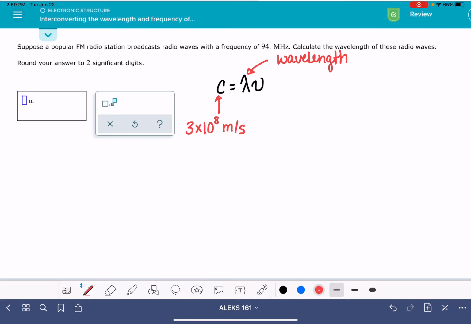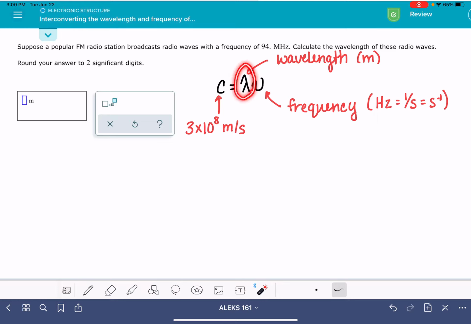In this equation, we want to use it in units of meters. And then this is our frequency, and in this equation, we want our frequency to be in units of hertz, which is the same thing as 1 over seconds, or seconds to the -1, or per second. So in this problem, you are either going to be given the wavelength or you're going to be given the frequency, and then you're asked to solve for the other one.